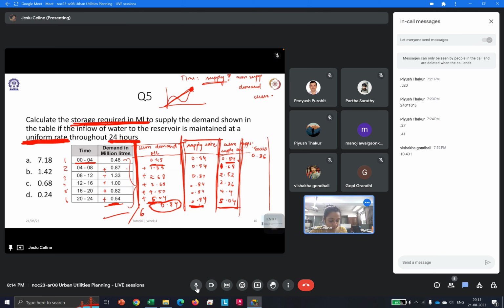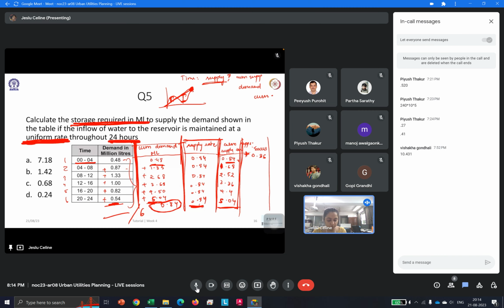One way you can do this is to separate two columns: write excess in one column and deficient in the other, and take everything as a positive value. Another way is to write the positive and negative values in one column itself, and then take the maximum positive and maximum negative. Previously in the mass curve method, we discussed taking the maximum of both the excess and deficient. I'm doing the other one, writing positive and negative, because I find that easier. You can follow whichever method.